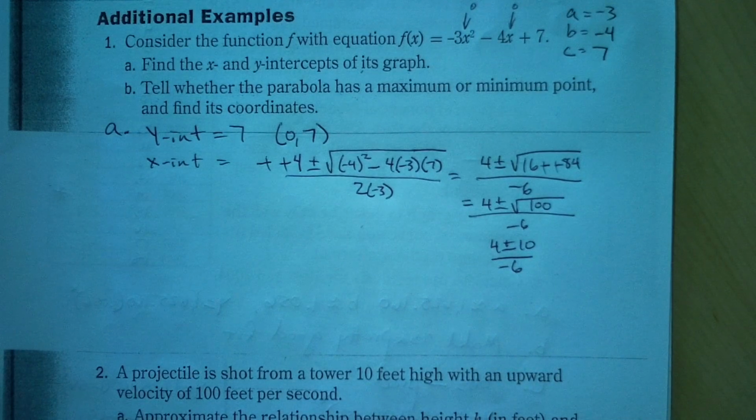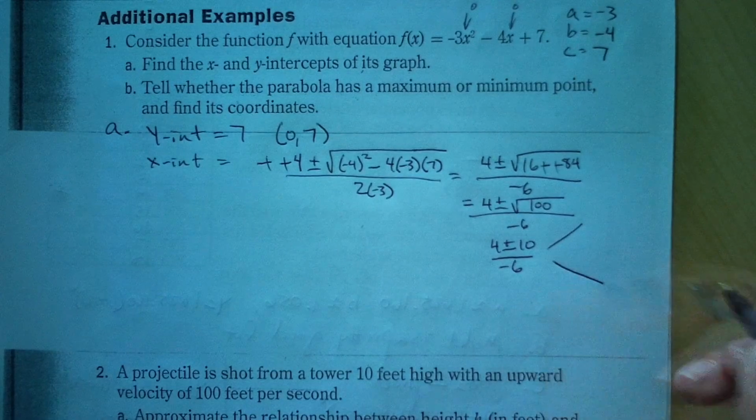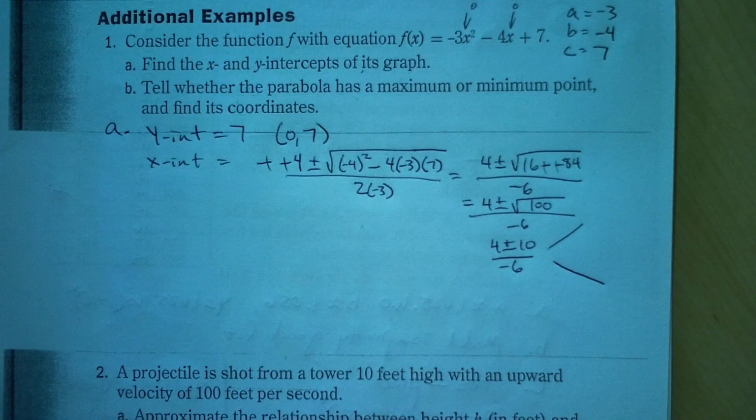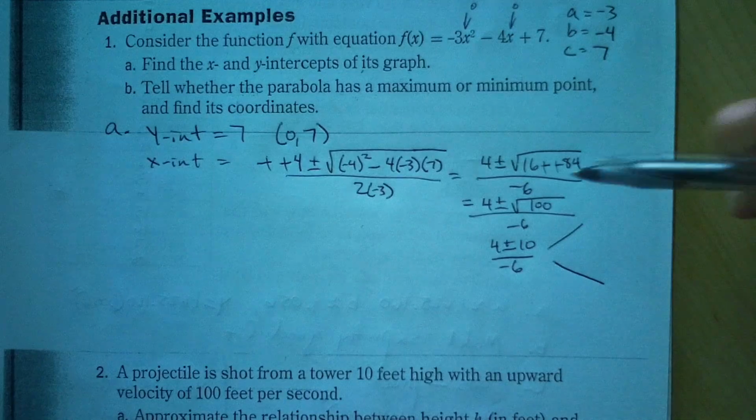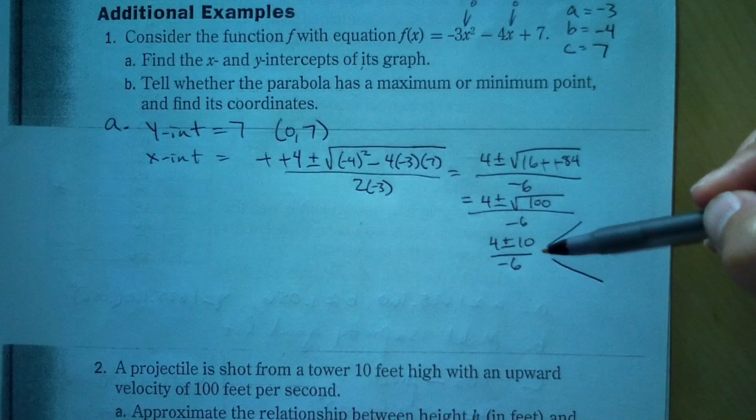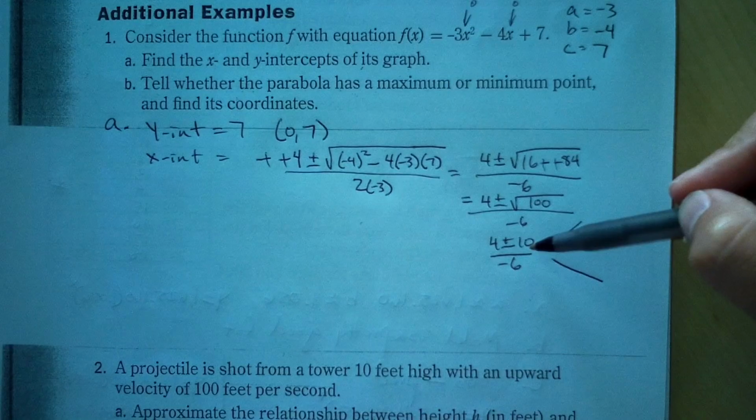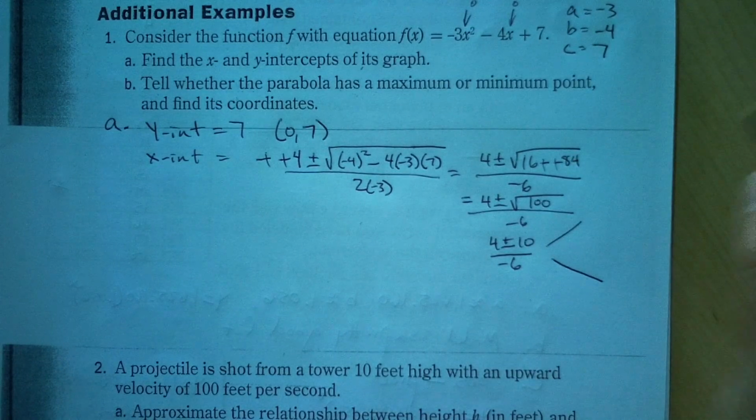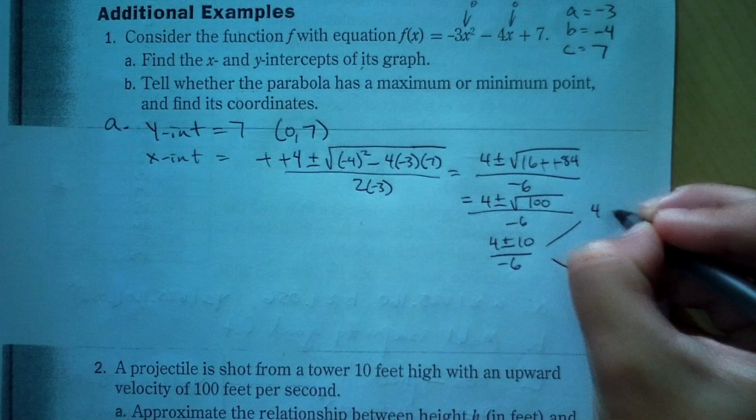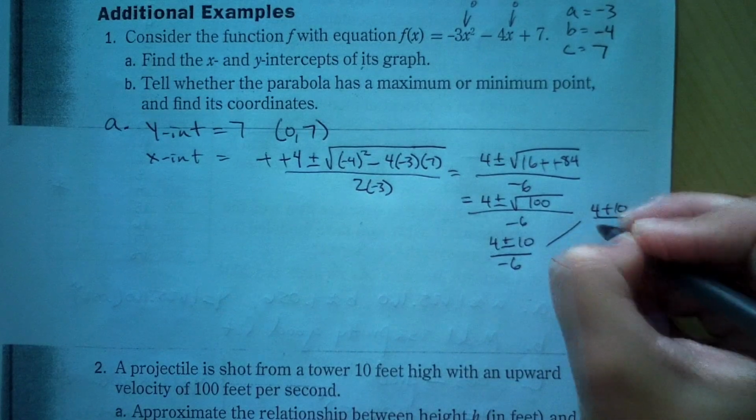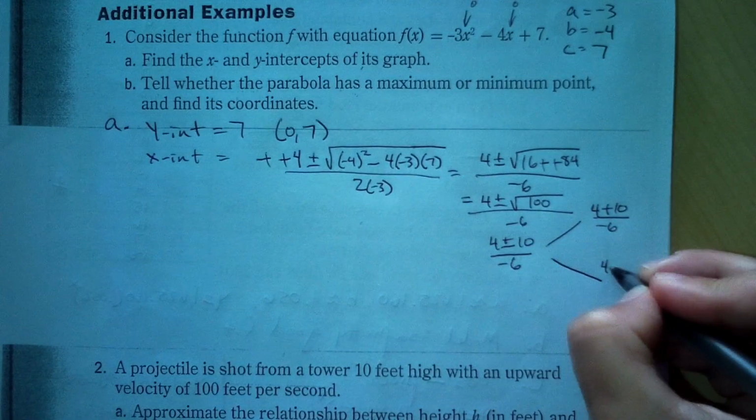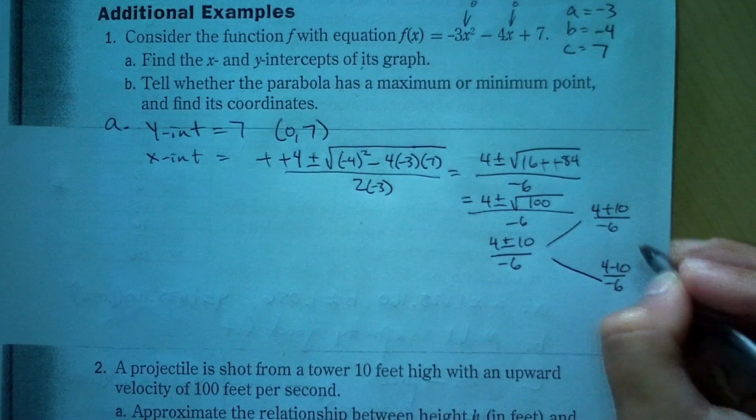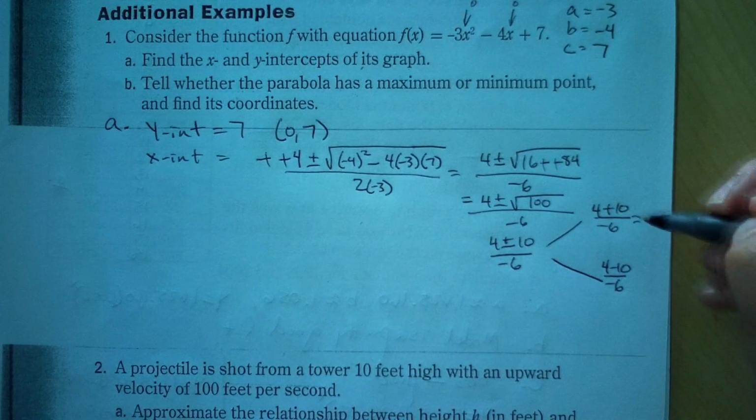So that'd be 14 divided by -6, which you could either reduce down to -7/3, or you could figure out what that is as a decimal, like -2 1/3. And then this other one here, 4 minus 10 would be -6 divided by -6 would be positive, or no, +1, yeah. Yep. Alright, so that was the x-intercept. Like I said, that one's a little trickier. Okay, and then tell whether the parabola has a maximum or minimum, and then find it.